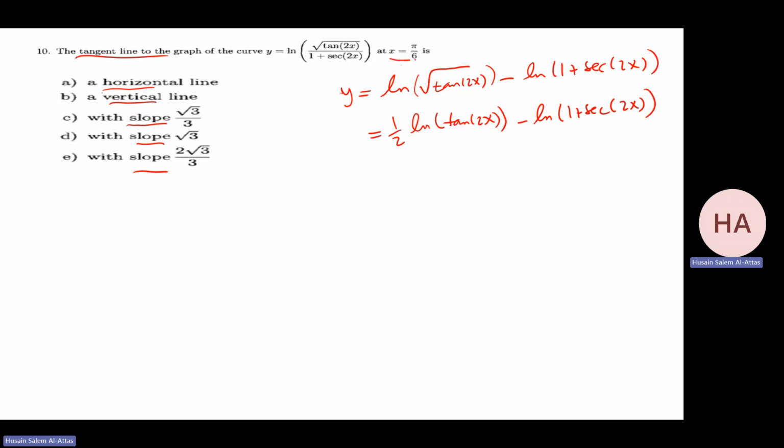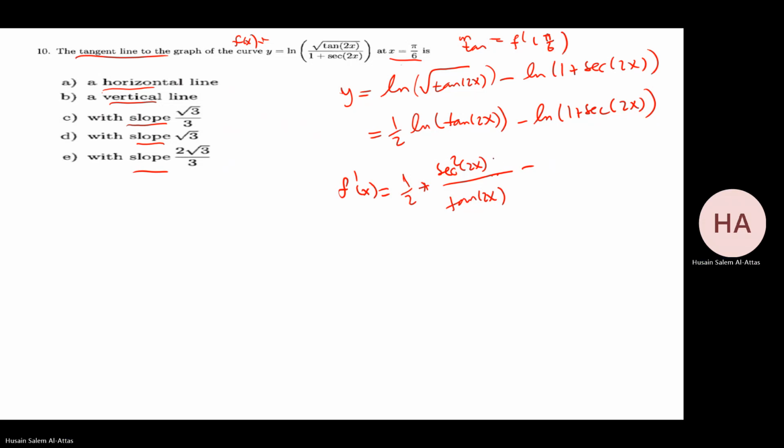So I need to find the slope at x equals pi over 6. Now find f prime. It will be half, this is tan 2x, its derivative is secant squared 2x times 2, minus, times 2. So these two cancel, easy. Minus, we have what here? In the denominator 1 plus secant 2x, and in the numerator I have secant 2x, tan 2x, times 2. Okay.